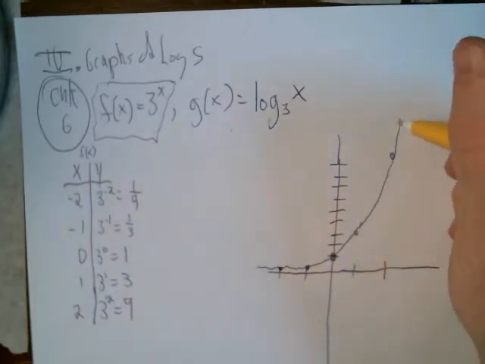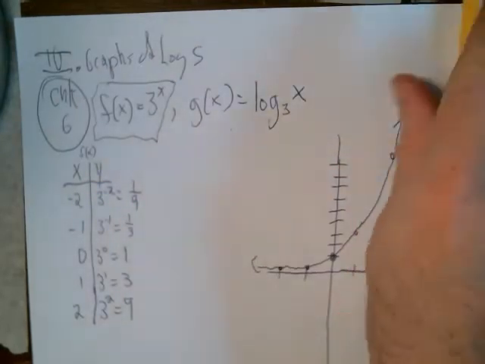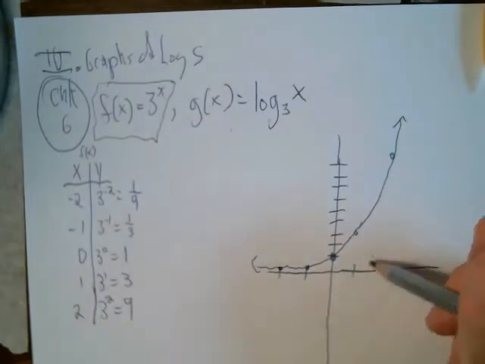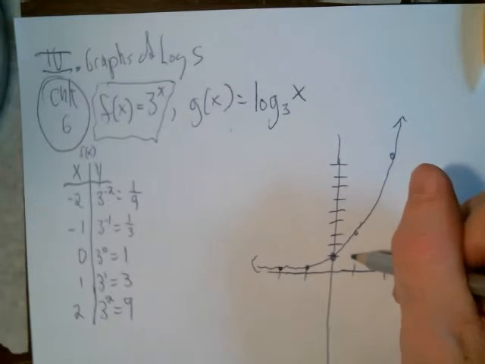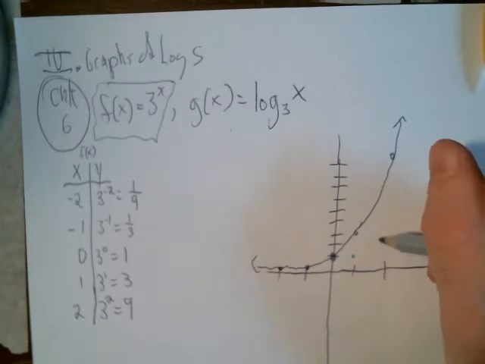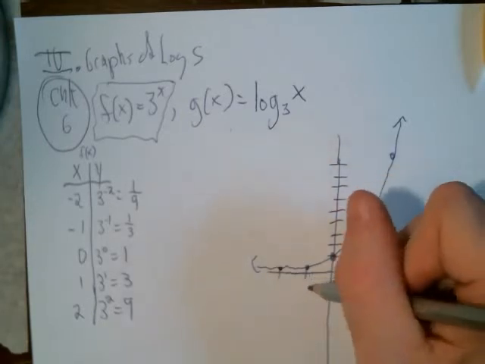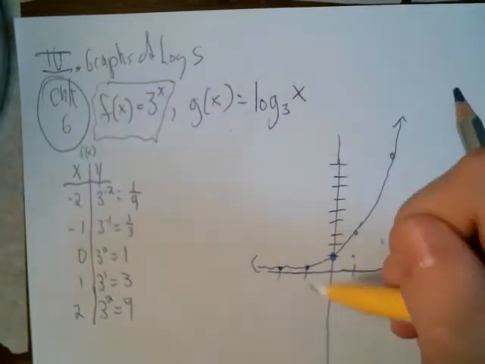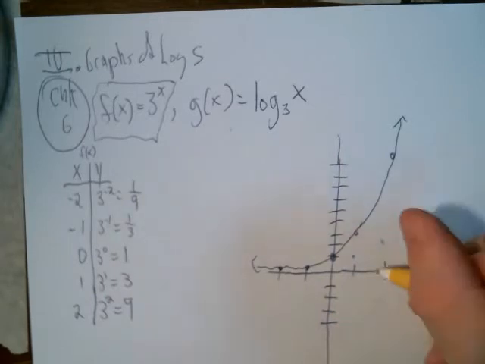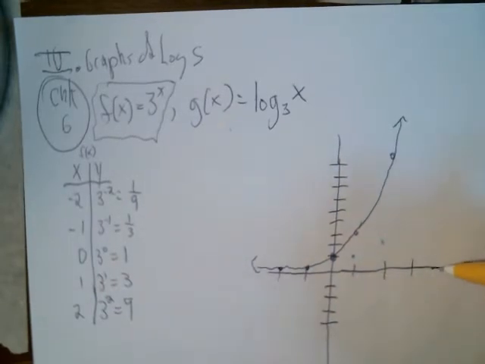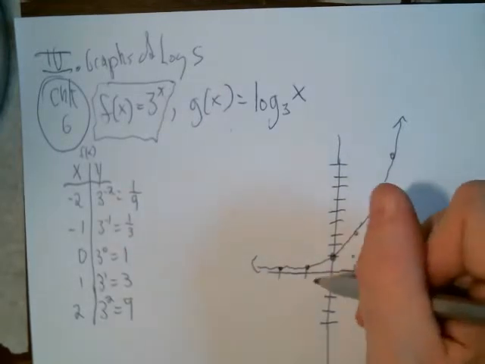So the way we can get the graph of the logarithm then is to rotate this graph around the line y equals x, which is just the diagonal through the origin. I'm going to need a lot more room. I'm going to have to smush it a little bit. Sorry about that.